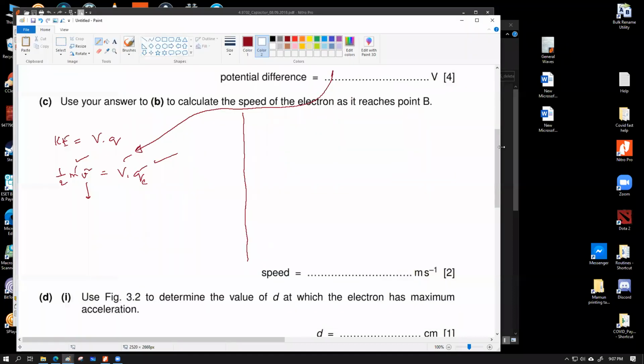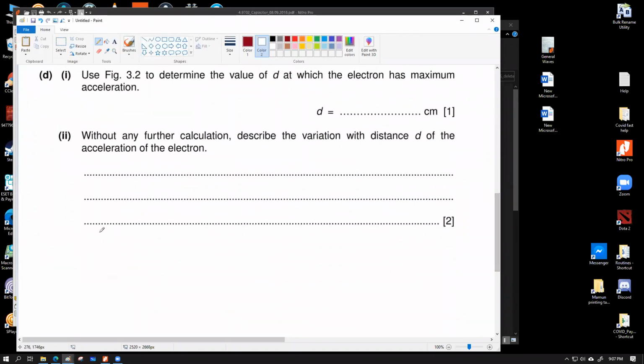Acceleration comes from F equals QE, right? F equals ma, that's the second law, and F equals QE. The charge of the electron is fixed, so where the value of E is largest, the value of F will be largest, and the acceleration will be largest there.